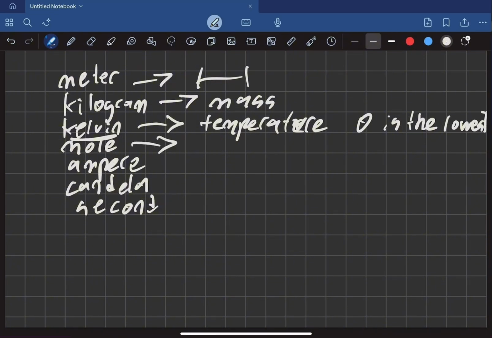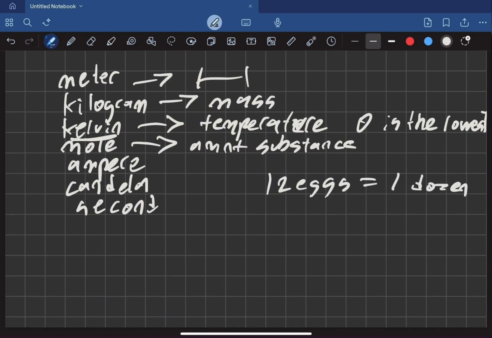What's the mole? The mole is super important for chemistry. You're going to be using this one all the time. All the mole is, is the amount of substance you're working with. So you might think of the mole as maybe 12 eggs is a dozen, right? So we could say a dozen equals 12 units because you could also have a dozen donuts, or you could have, I don't know, a dozen people. It's always going to be 12.